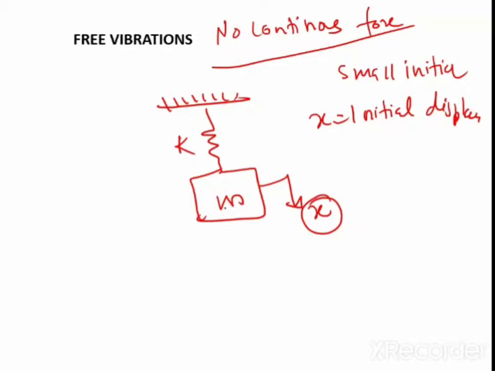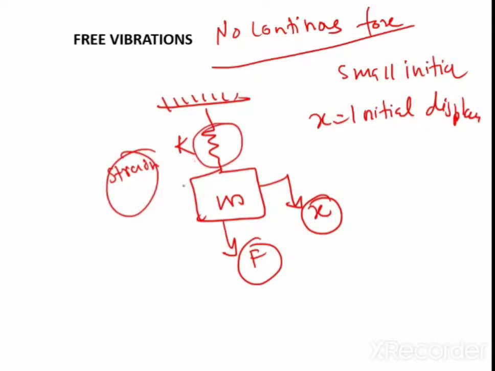If you are applying an external force F, what will happen? Work will be done and the energy will be stored in the form of strain energy in the spring, and kinetic energy in the mass. Then this energy will get converted from strain to kinetic or kinetic to potential and vice versa. So this I have already explained.